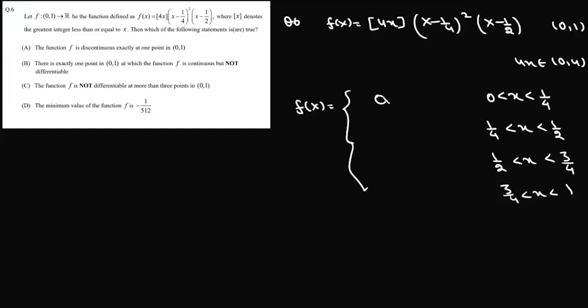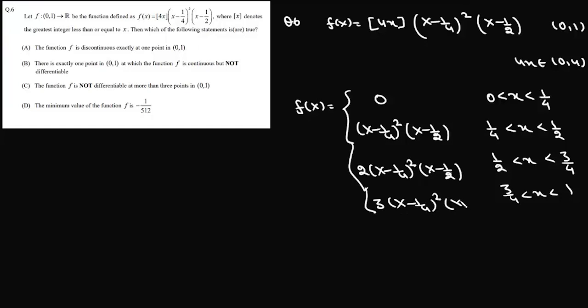Now between 1 by 4 and 1 by 2, 4x will lie between 1 and 2. So this value will be 1. So simply it will be (x minus 1 by 4) square into (x minus 1 by 2). Now here, if you multiply by 4, it will lie between 2 and 3. So there will be 2 times (x minus 1 by 4) square into (x minus 1 by 2), and here it will be 3 times (x minus 1 by 4) square into (x minus 1 by 2). So this is our function.